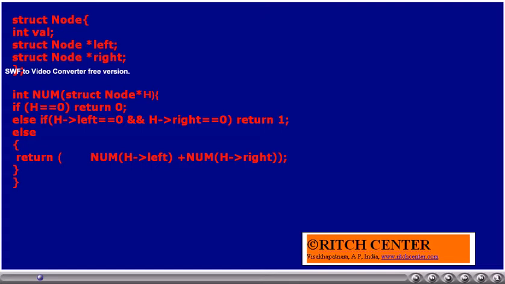The function is as follows. We will be sending the address of the tree root. If the h value is 0, it returns 0. If h is a leaf node, it returns 1. Otherwise, it returns the number of leaf nodes to the left side and the number of leaf nodes to the right side. That is achieved by recursively traversing the left subtree by calling the function num. Similarly, recursively traversing the right subtree by calling the function num.